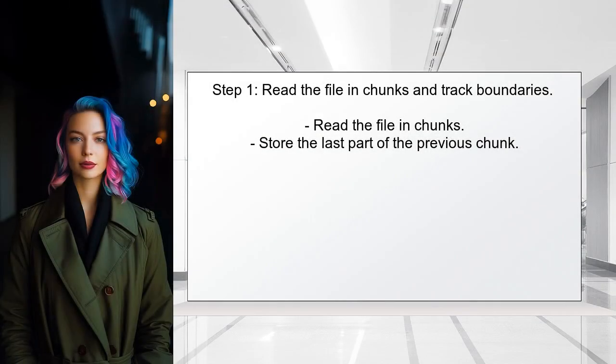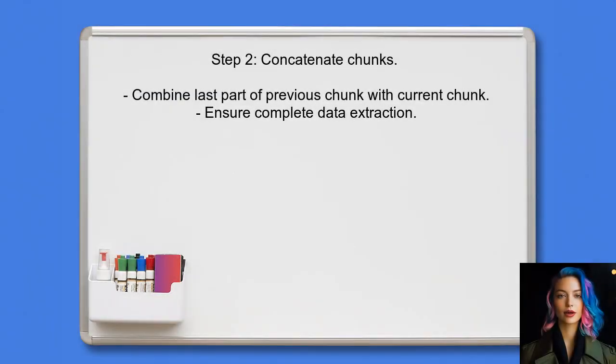To address the chunk boundary issue, the user should first read the file in chunks while keeping track of the last part of the previous chunk. This will help ensure that no data is lost at the boundaries. Next, the user should concatenate the last part of the previous chunk with the current chunk. This way, any incomplete data at the end of one chunk can be completed with data from the next chunk.